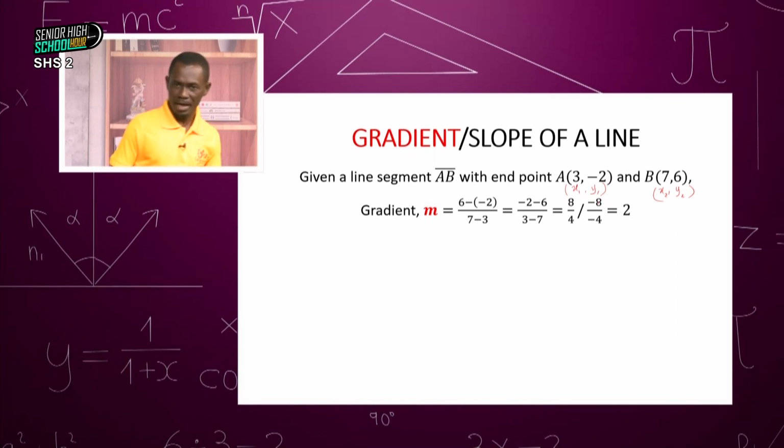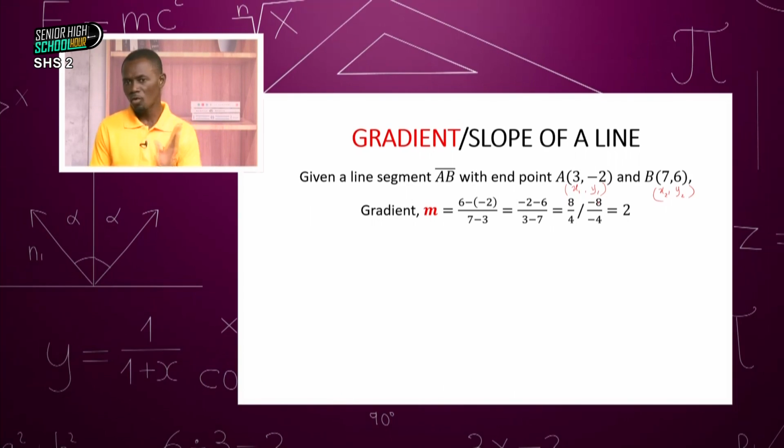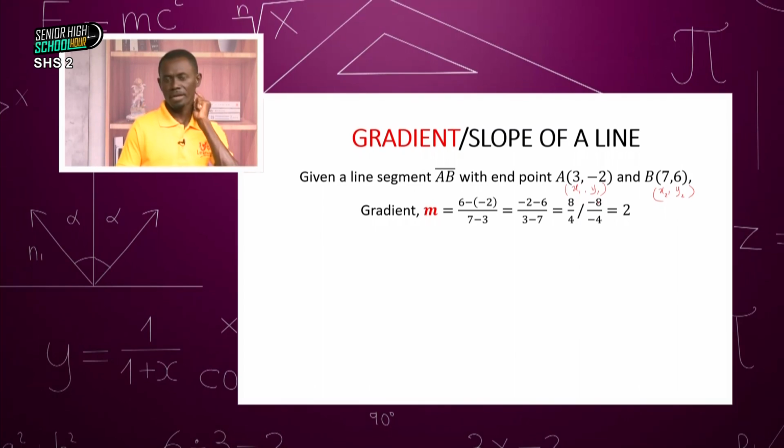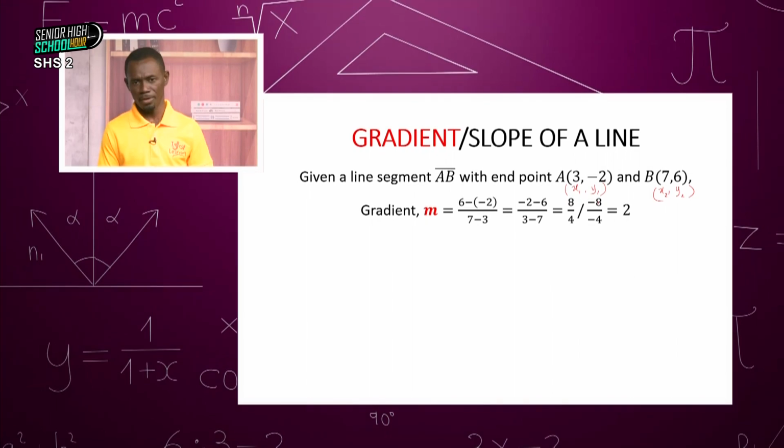So I climb twice, I move horizontally once. So if I climb 2 meters up, it means I have moved 1 meter to the right. So that is my gradient. Now it tells how steep or otherwise any ascent may be.